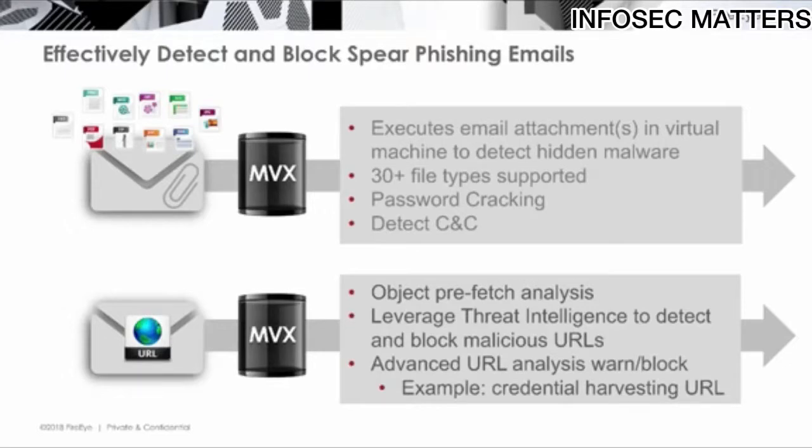If there is still no verdict, we'll take the URL and submit it for advanced URL analysis within the FireEye Intelligence Cloud. An example would be a URL which triggers a malicious download, or perhaps an even better example would be a credential harvesting URL that is designed to trick a user into entering their network credentials into a third-party site. FireEye's advanced URL analysis will be able to identify and block such URLs.